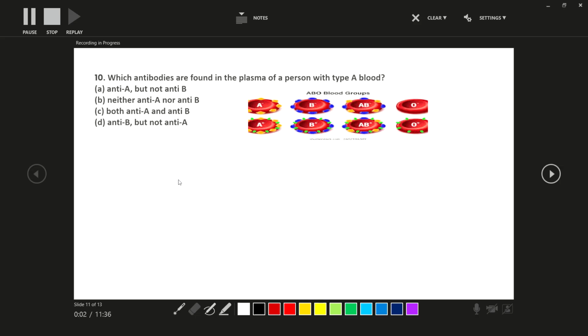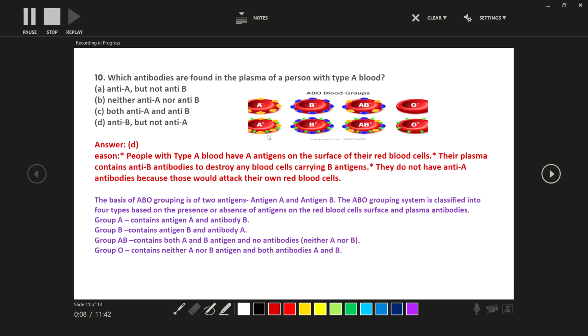See the next question. Which antibodies are found in the plasma of a person with type A blood group? Here you can see antigen B and not A. People with type A blood have A antigen on the surface of the RBC. Their plasma contains anti-B antibodies, to destroy any blood cells carrying B antigen. They do not have anti-A antibodies because those would attack their own red blood cells.